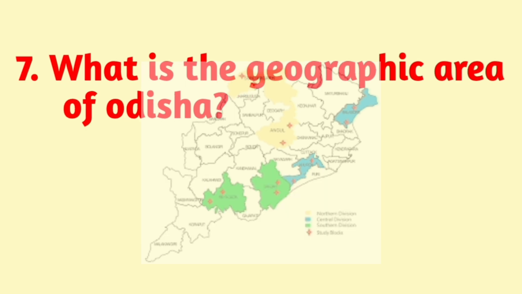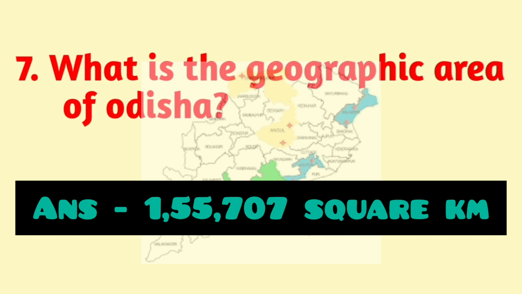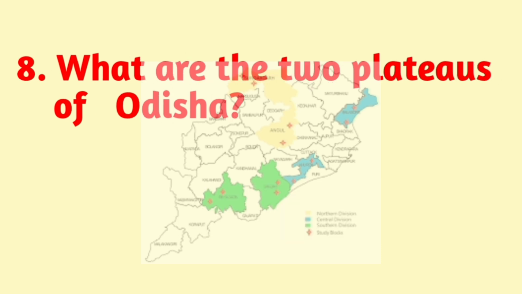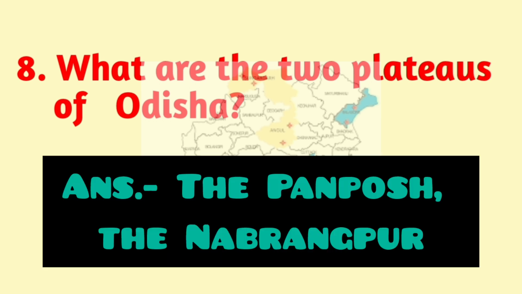Question number 7. What is the geographic area of Odisha? The answer is 55,707 square kilometer. Question number 8. What are the two plateaus of Odisha? The answer is the Panposh and Navarangpur.